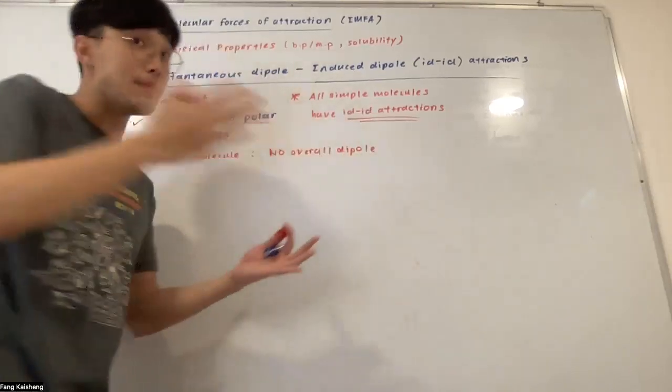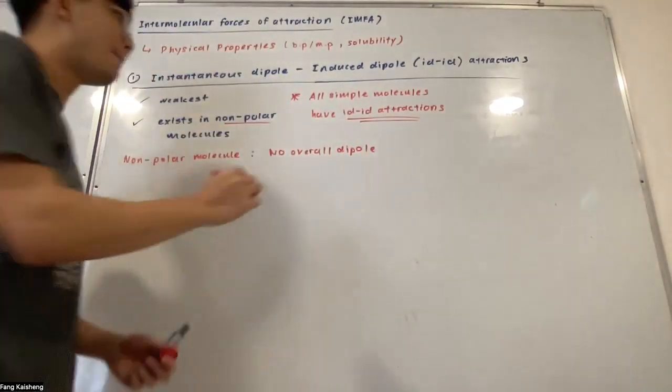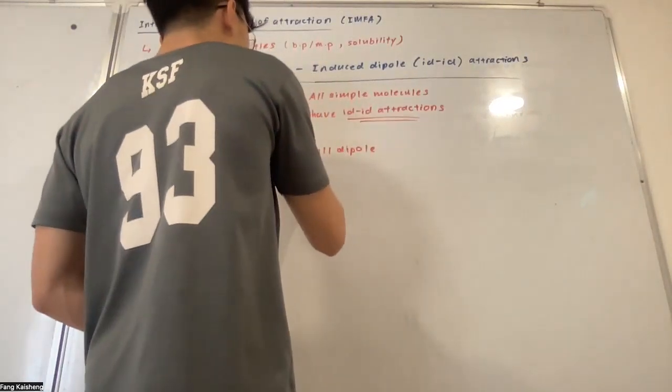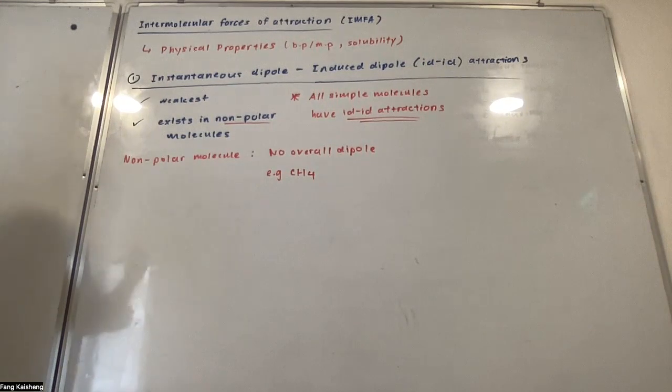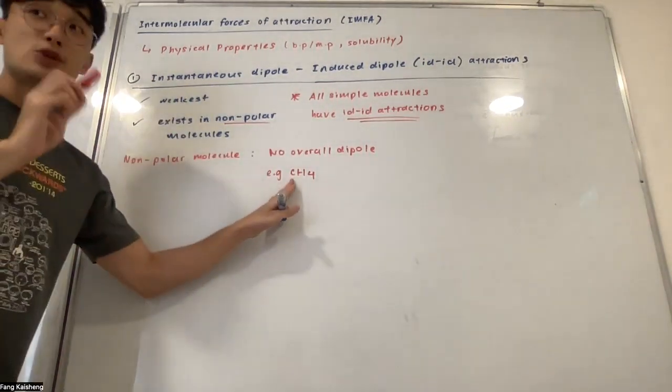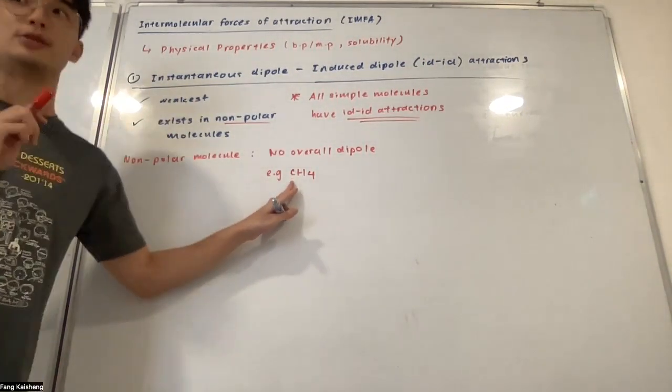Maybe it doesn't have any polar bonds in the first place. For example, you could be like CH4. Guys, is CH bond polar? No, okay, CH bond is not polar. That's the one exception I want you guys to remember.